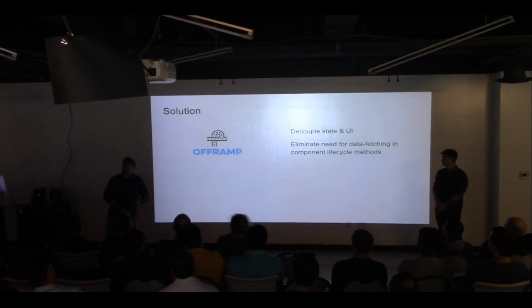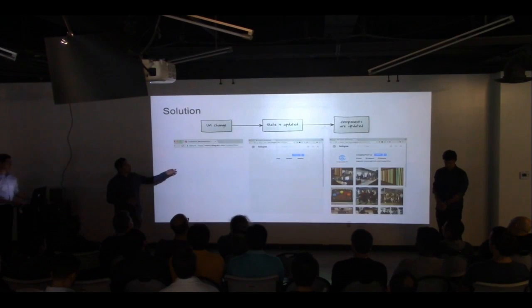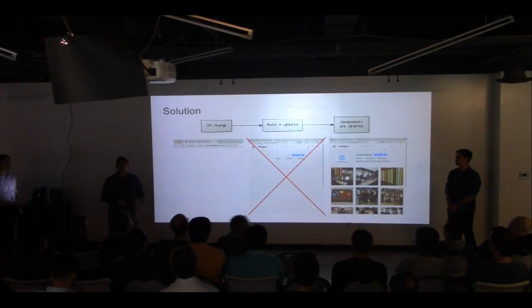Offramp is a routing library for React that handles decoupling of state and UI. This effectively eliminates the need to use component lifecycle methods in order to fetch data. So in the previous example, with our library, we remove the initial rendering of the component and wait until all the data is available before rendering it.